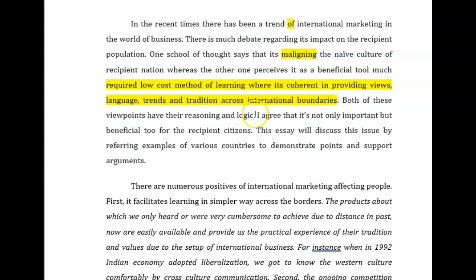Both of these viewpoints have their reason and logic. I agree it's not only important but beneficial too for recipient citizens. I'd save that sentence till your conclusion, okay? And just come on here. This essay will discuss the issue by referring to examples of various countries. Tell me which ones. Be specific here to demonstrate points and support arguments. Okay, so you can see how I've just tried to tidy up that introduction.